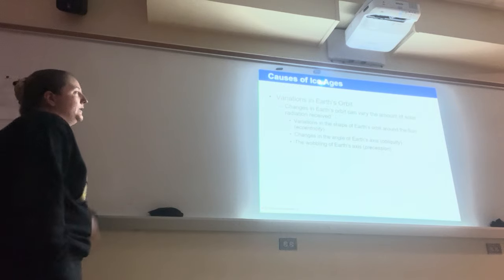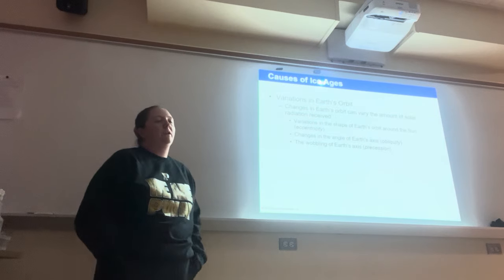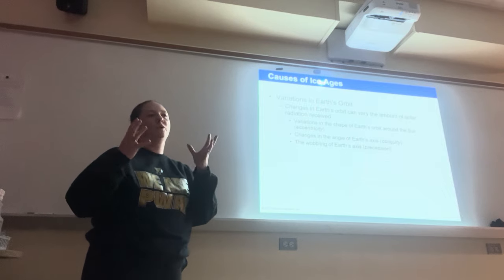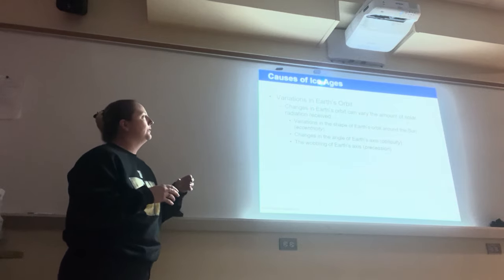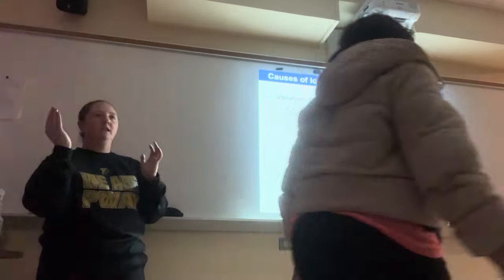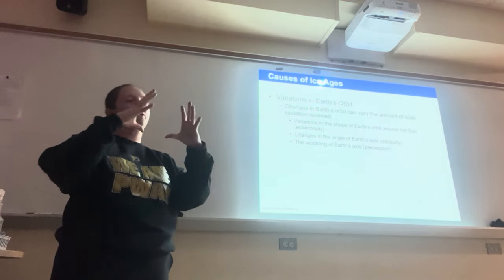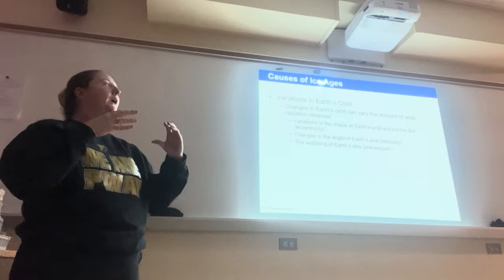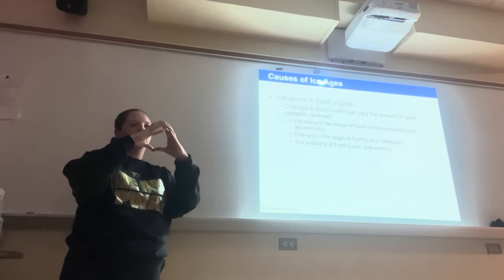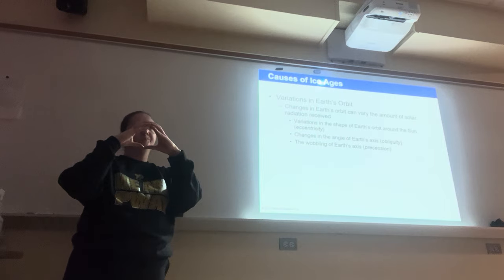But these 3 cycles are called the Milankovitch cycles, and they have to do with the way in which Earth moves through space, and it changes periodically. So the first has to do with Earth's eccentricity. Eccentricity is a measure of how circular or oblong your orbit is around the sun. If you have an eccentricity of 0, it means that your orbit is a perfect circle.